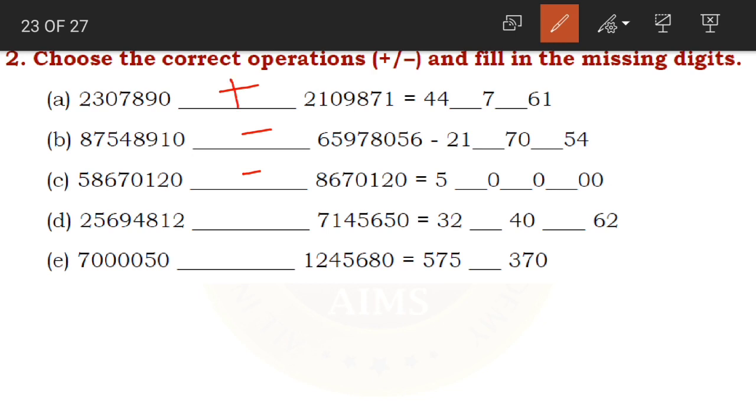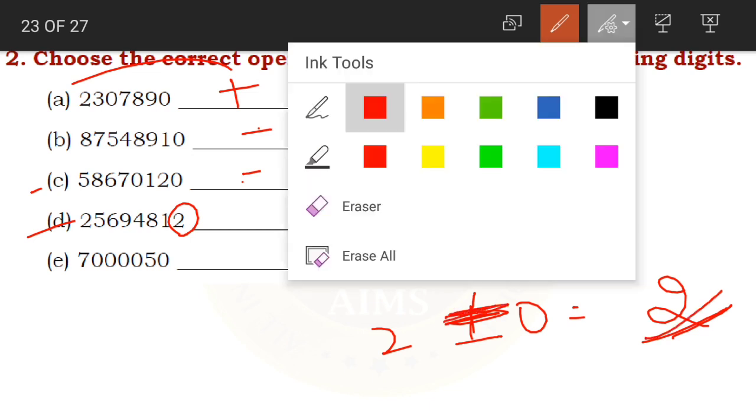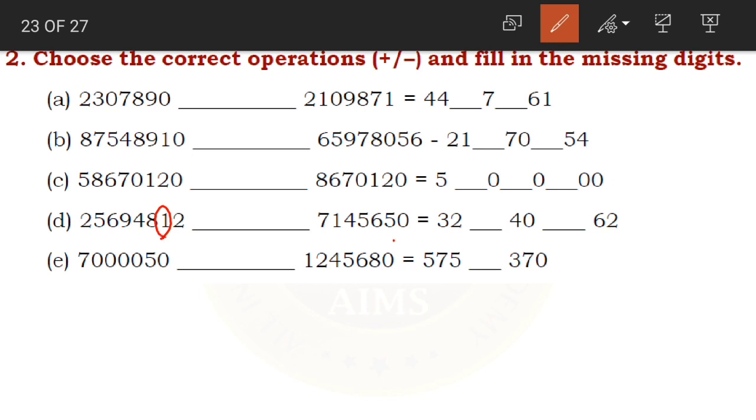Question number C was clear. In A we added, in B and C we needed to subtract. Now coming to question number D. Here again 2, 0, 2. Now again here is a tricky question. 2 plus 2 is equal to 4, and 2 plus 0 is equal to 2, and 2 minus 0 is also equal to 2. Again what to do? Go with the digit in tens place. 1 plus 5 is equal to 6. We know that 1 plus 5 is equal to 6. So we need to add the given numbers.